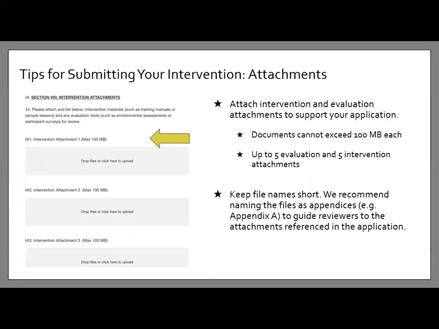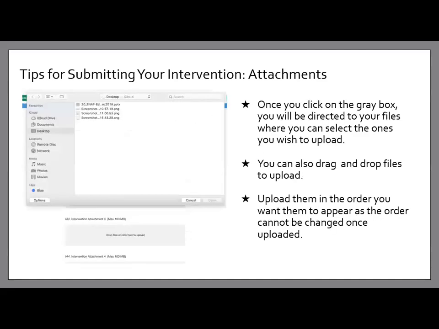Next are a few tips for attaching your documents. The documents that you want to attach cannot exceed 100 megabytes. So please also pay attention to the length of your file names and try and keep them as short as possible. To select a file, you can either drag and drop a file from your computer onto this gray block, or just simply click anywhere on the gray block and it will take you to your desktop where all your files are saved, and you can just select a file that you want to upload.